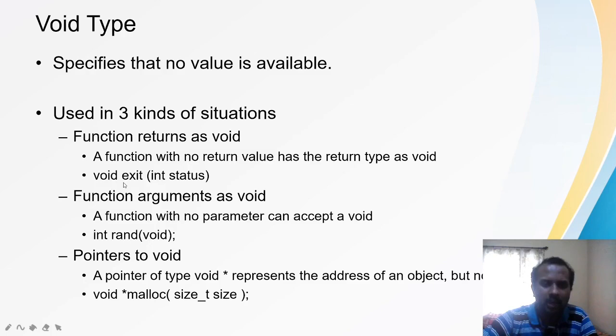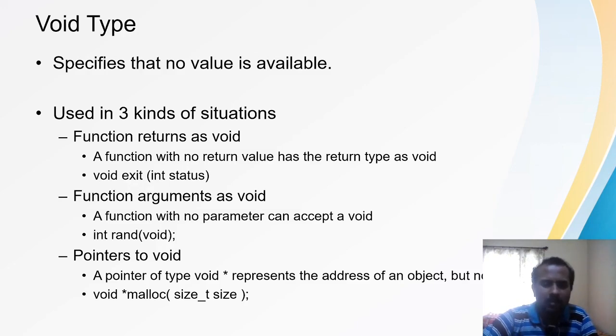For example, void exit, int status. But what is the type of the function exit? The type of the function exit is void. That means it is not going to return anything to the computer or to the system.